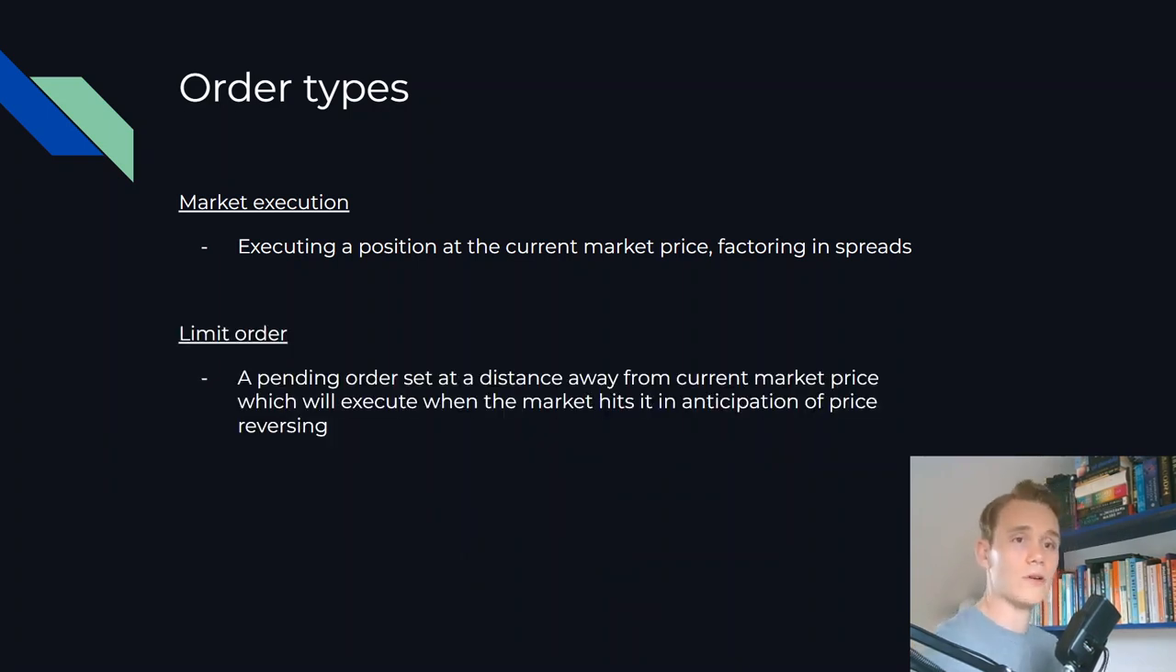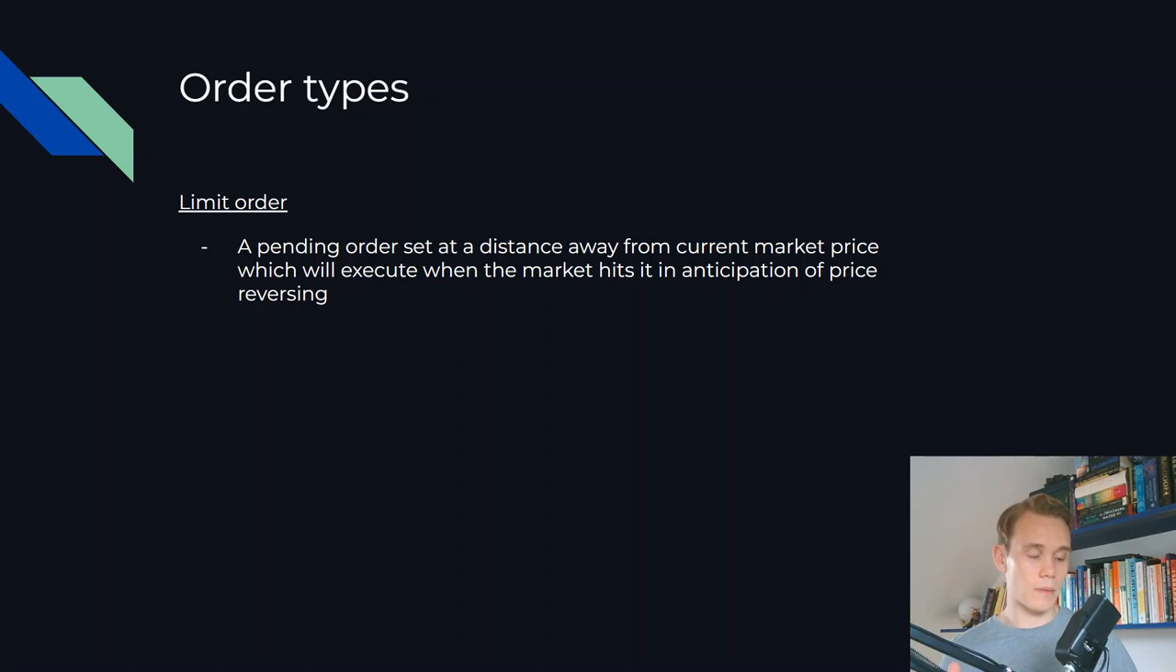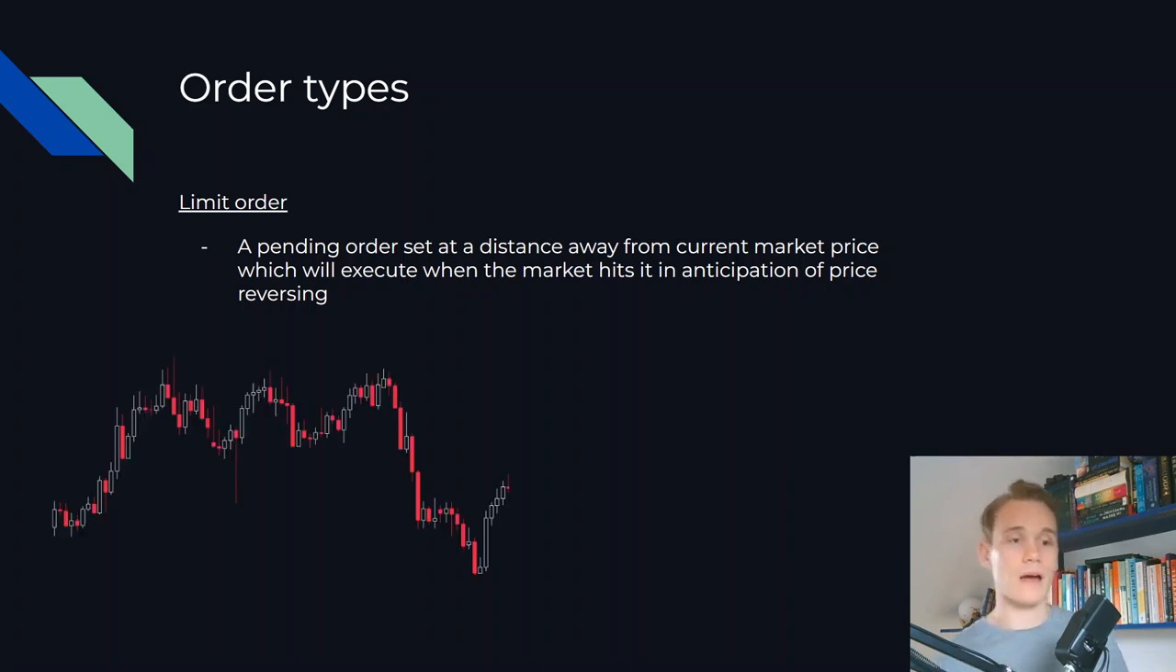So now moving on to the second order type, we have a limit order. A limit order is a pending order set at a distance away from current market price, which will execute when the market hits it in anticipation of price reversing. So, for example, going back to our example here, the market has fallen to the downside.